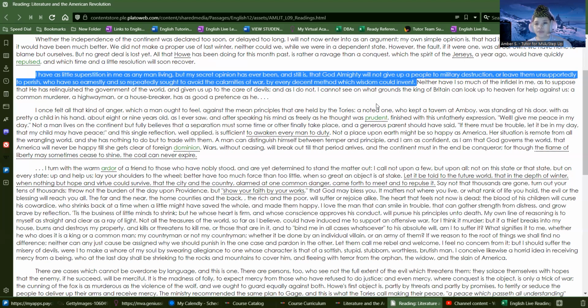And then he gives you the opinion, which is that God will not give up a people to military destruction or leave them to perish if you've repeatedly sought to avoid war. So what he's saying here is it's his personal belief, even though he's not superstitious, that God knows if you're trying to avoid fighting, that you're doing the right thing. He's saying that even his religious beliefs back the idea that they're going to win the war.